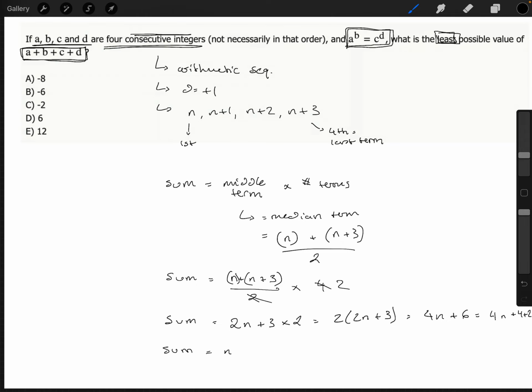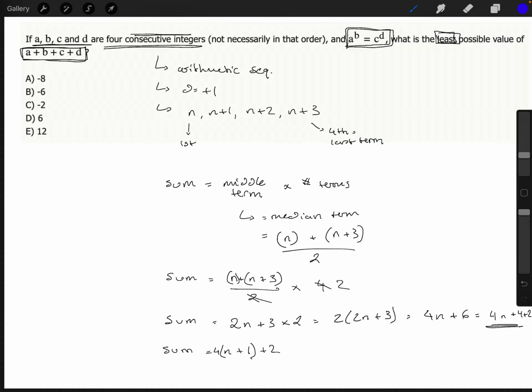So we have the sum equals the middle term, that is n plus 3, over 2. That's just the middle term, times the number of terms, and in that case, that's 4 terms. There are 1, 2, 3, 4 terms in the sequence. What we're going to do now is rewrite this. The sum equals 2n plus 3 times 2, because we've just cancelled out the 2's. Another way to say that is 4n plus 6.